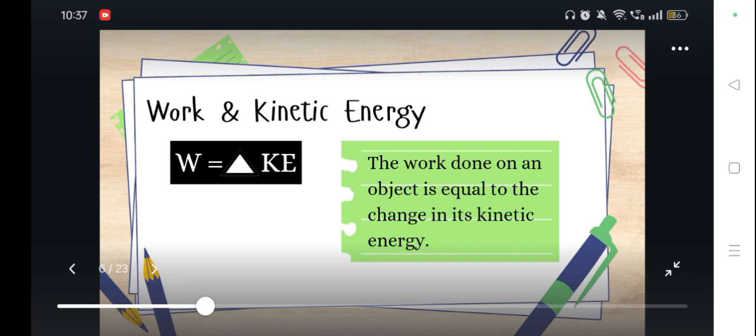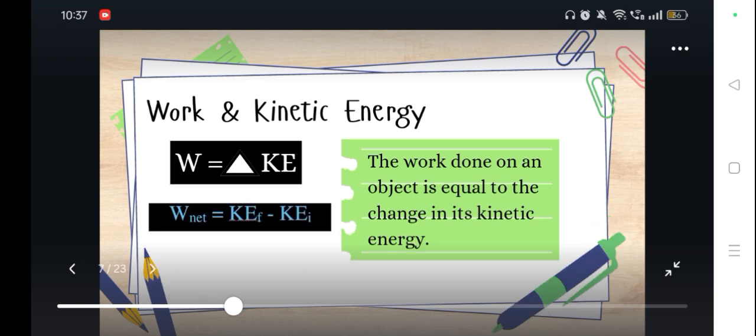And how do we know that there is a change in its kinetic energy? Now, this can be expressed as work is equal to the kinetic energy final minus the kinetic energy initial. So we can determine if there's a change in its kinetic energy or not by simply getting the difference between the final and the initial.